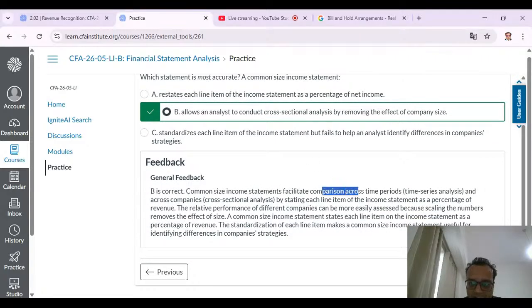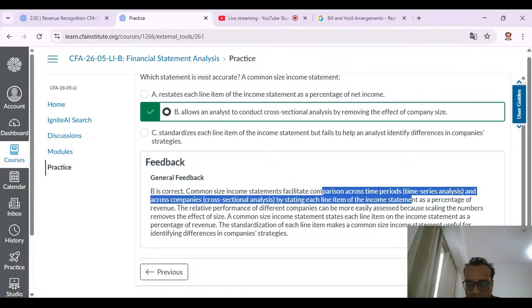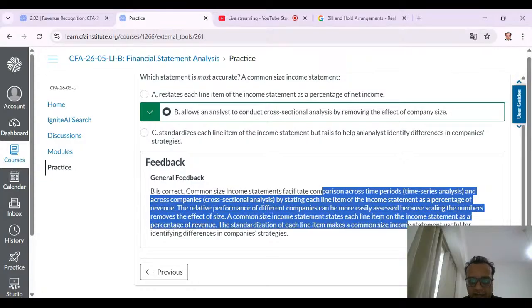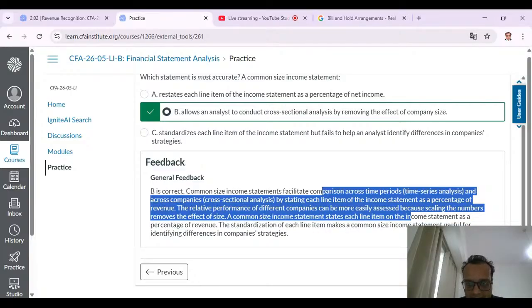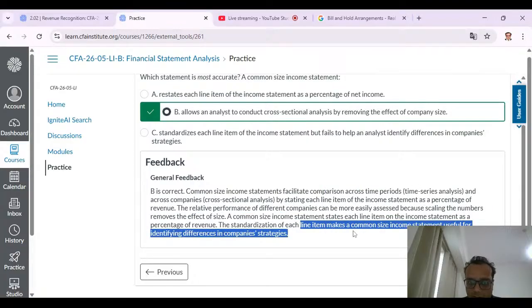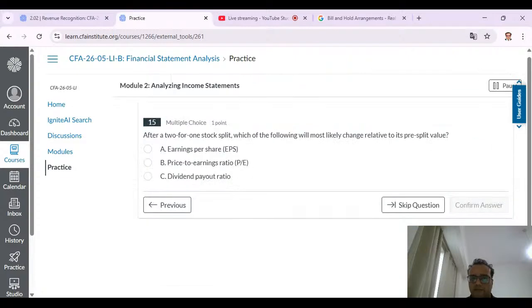It facilitates a comparison across time periods, time series analysis, and across companies by stating each line item of the income statement as a percentage of revenue. The relative performance of different companies can be more easily assessed because scaling the numbers removes the effect of size. The common size income statement states each line item as a percentage of revenue. The standardization of each line item makes a common size income statement useful for identifying differences in company strategies.